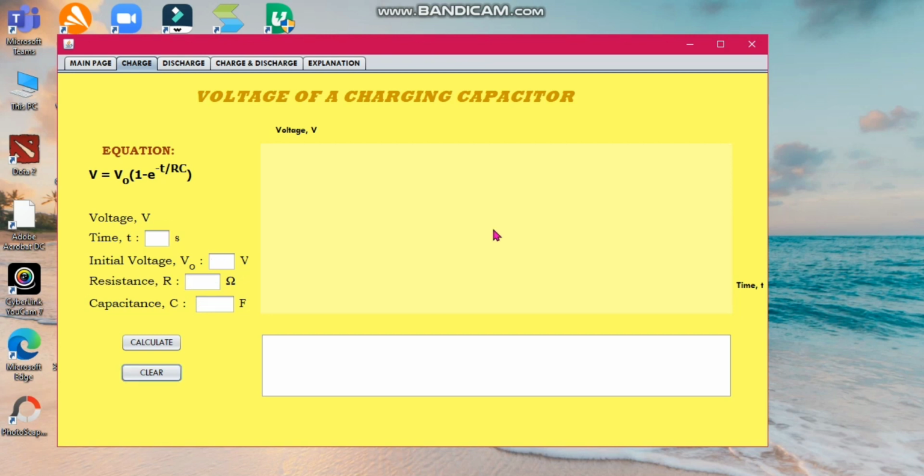1 time constant is equal to 120 times 10 to the power of 3 ohms multiplied with 470 times 10 to the power of negative 6 farad, and we get 56.4 seconds. As we use 5 time constants, we multiply 5 by 56.4 seconds and we get 282 seconds. Then we substitute the value of t, which is 282 seconds, the value of V0, which is 20 volts, the value of R, the value of C.